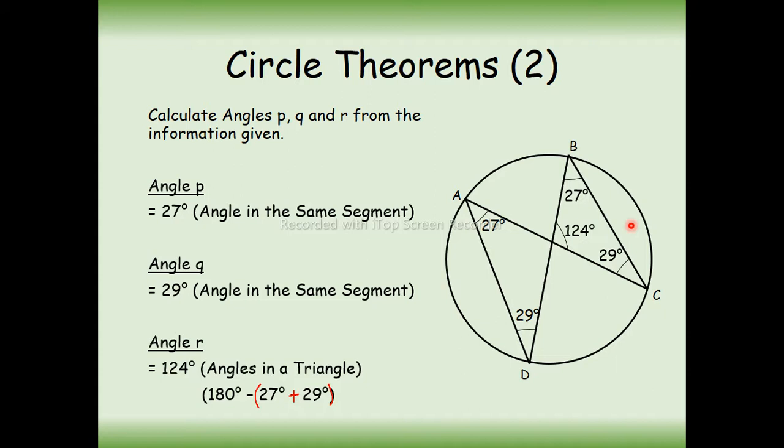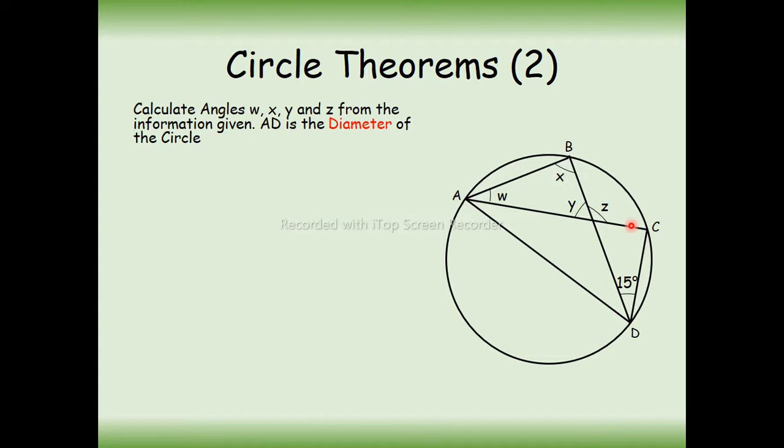All right, let's go. Yes, sir. All right, so let's do this. Calculate the angles W, X, Y, and Z from the information given. Remember that AD is the diameter of the circle. And so let's go. 60 seconds on the clock, and the timer has begun. W, X, Y, and Z. Remember, use all of the principles that we learned from yesterday and even today. All of them come into application, right?